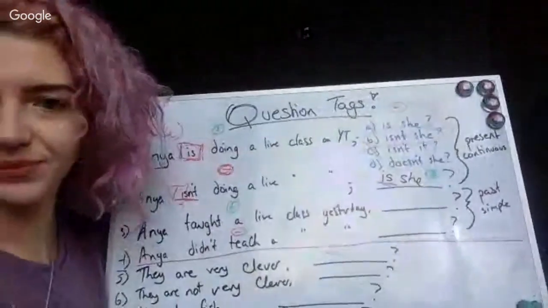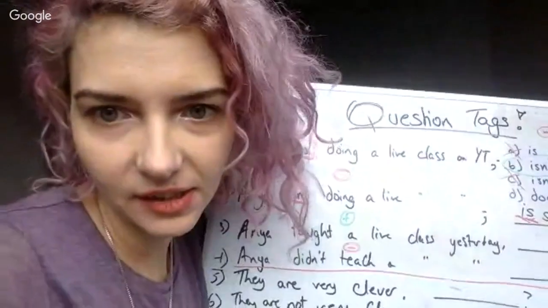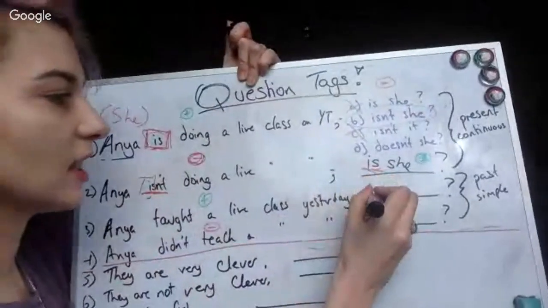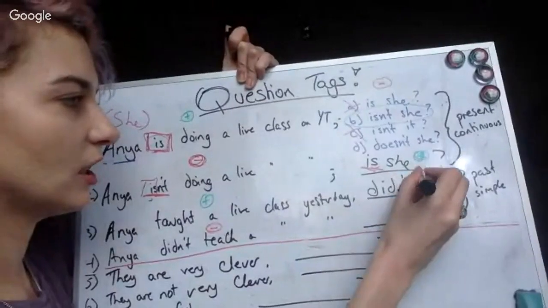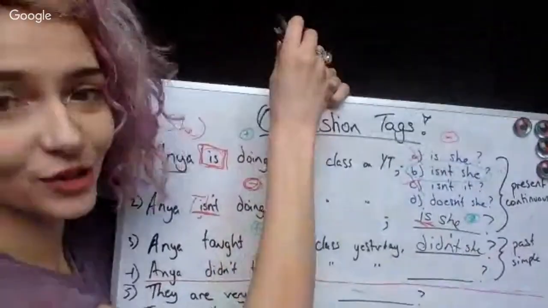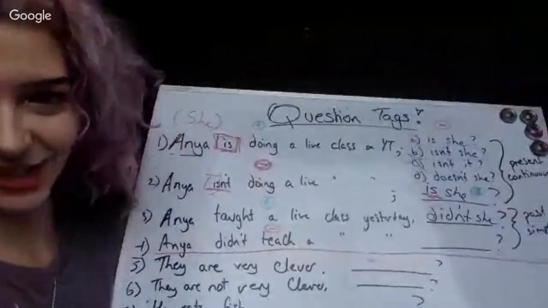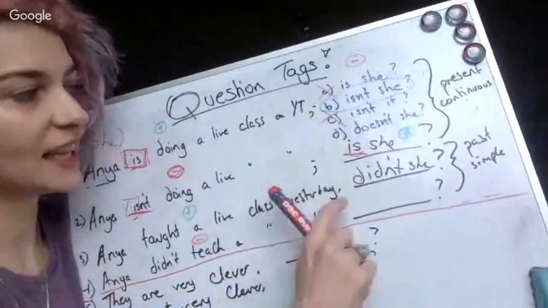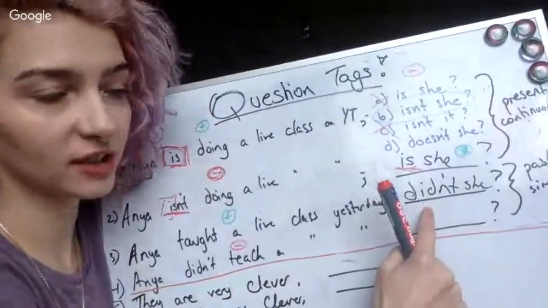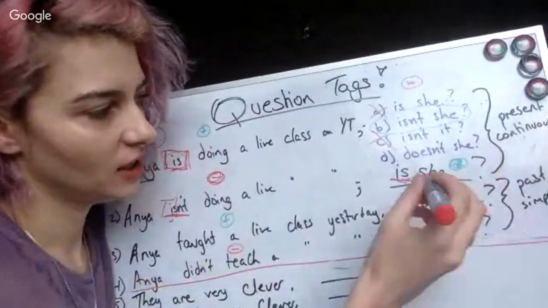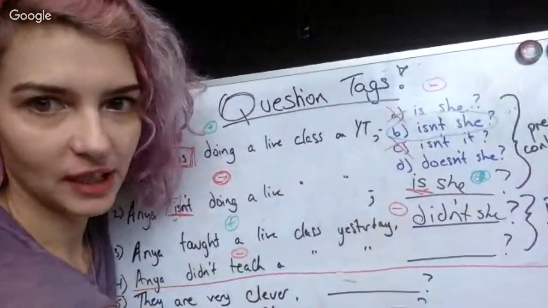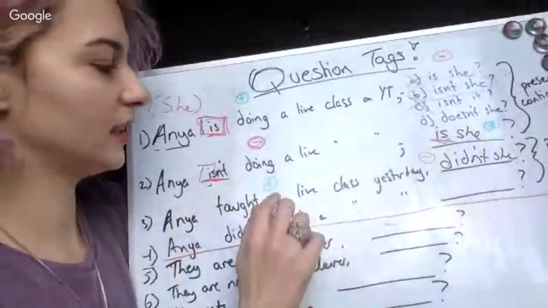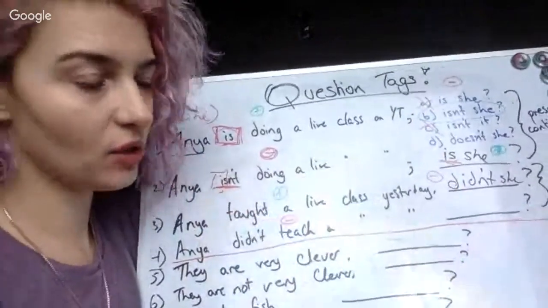So let's write that in there. Okay. All right, I'm just going to write that here so you can see. So Anya taught a live class yesterday, didn't she? Okay. I apologize for my writing. It's not the neatest handwriting. Okay, so yeah, we've got the positive sentence and then the negative question tag in the past, because it's past simple. So not doesn't she, but didn't she, because we are talking about the past. So that is negative. Okay, and now let's flip it around. And remember, so the meaning here, Anya taught a live class yesterday, you think that's true, and you're asking for confirmation.